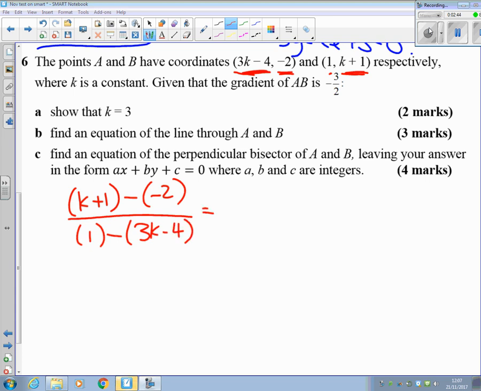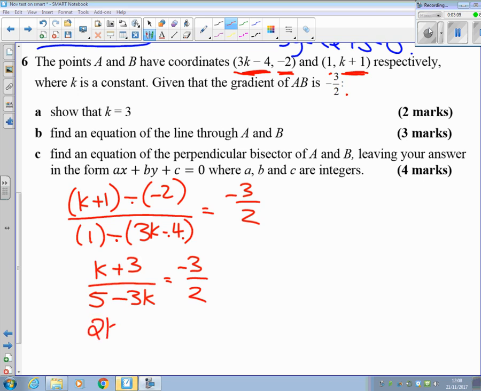And we were told that the gradient was equal to minus 3 over 2. But as this algebra was mucking people up, so I've got k, 1 minus minus 2 is plus 3. And here I've got 1 minus minus 4, which is 5, and minus 3k. That equaled minus 3 over 2. My next line would be to times by 2, and to times this fraction up to the top there. So minus 3 times 5 is minus 15, and here I've got 9k's.